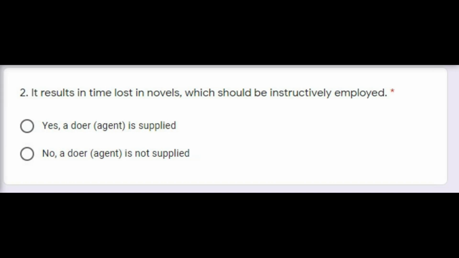So if he were to write this in active voice, it results in time lost in novels, which you should instructively employ. Readers who agree with Thomas Jefferson already might read this and say, hey, heck you, I already hate reading for fun. You don't have to convince me, guy. I'm going to stop reading.